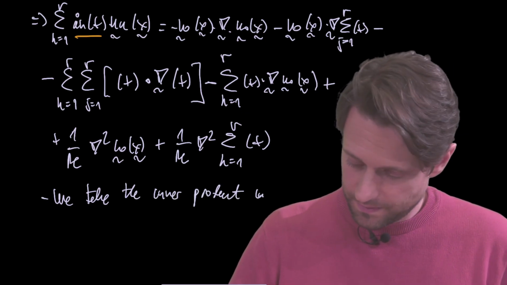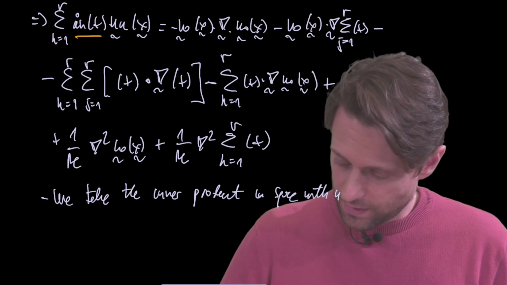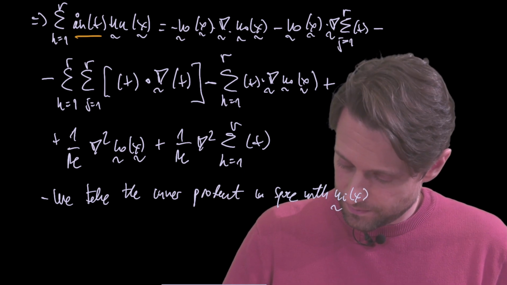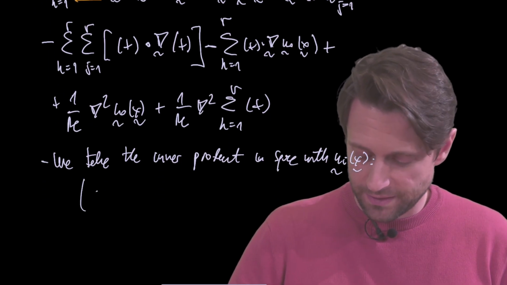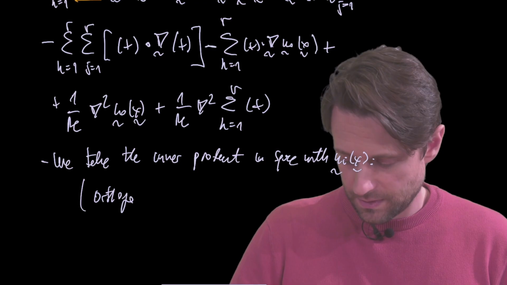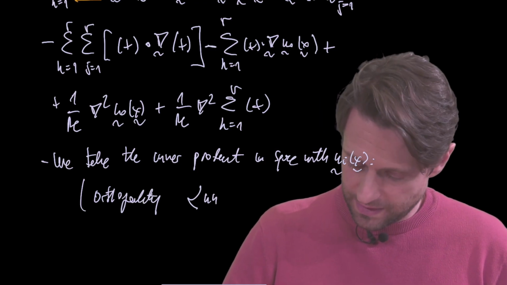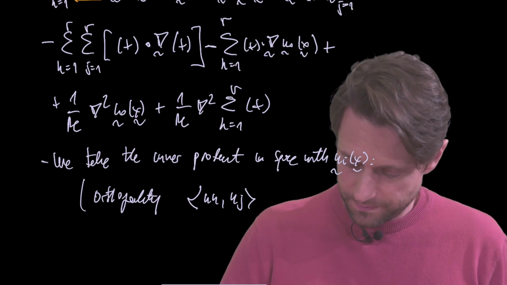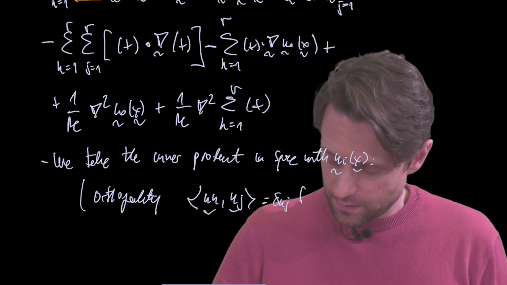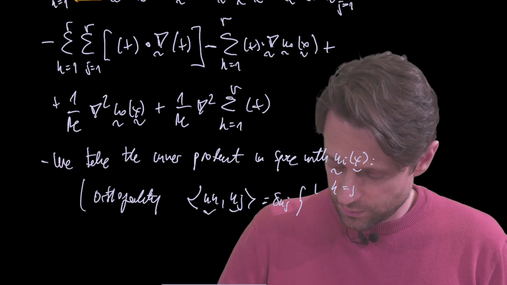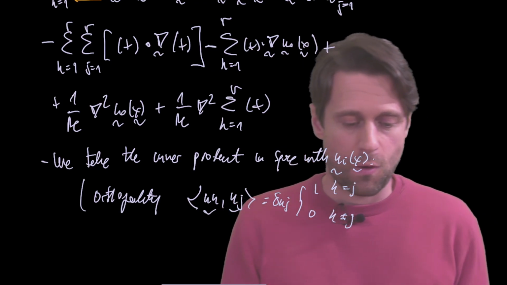In space with ui of x, and remember we use the orthogonality, so the orthogonality means that uk uj is going to be the Kronecker delta kj, which is 1 if k is equal to j and 0 if k is different from j, okay?